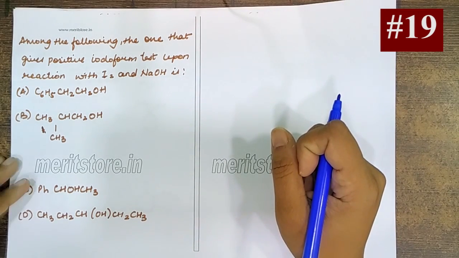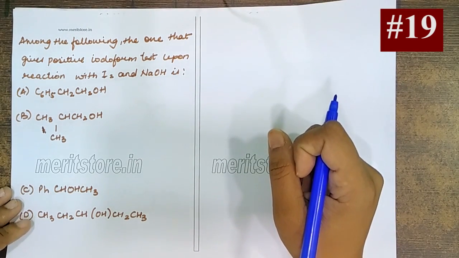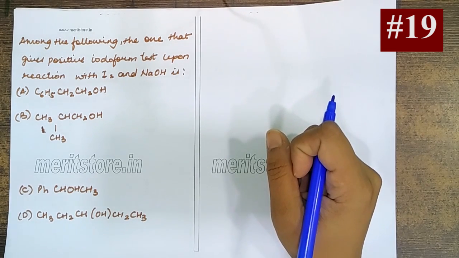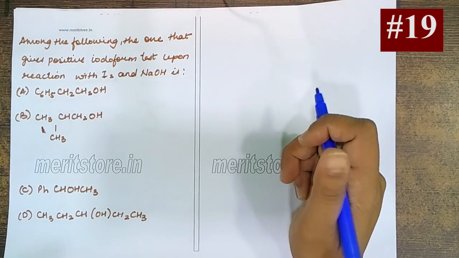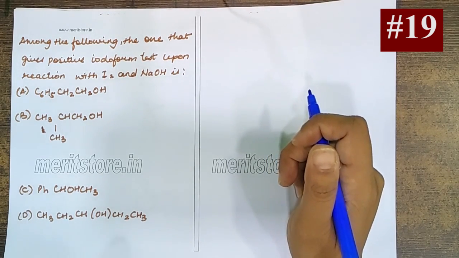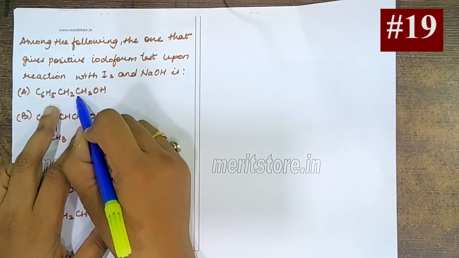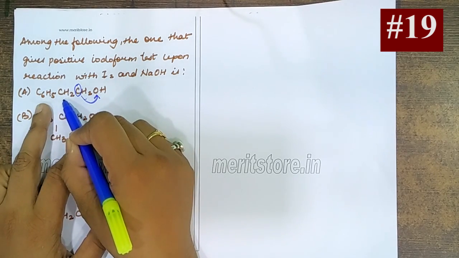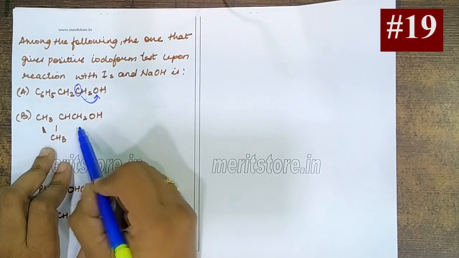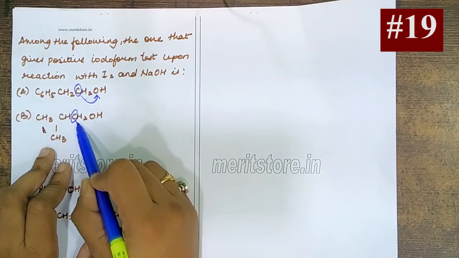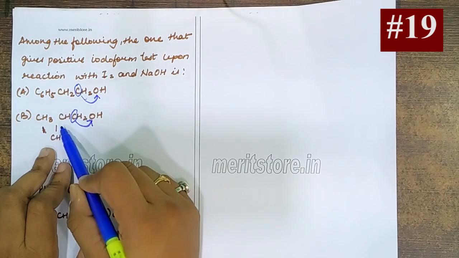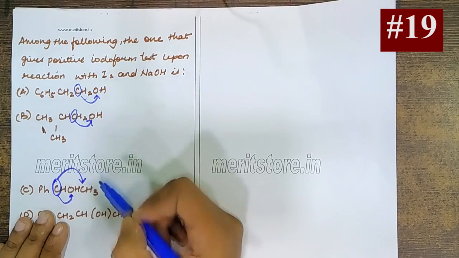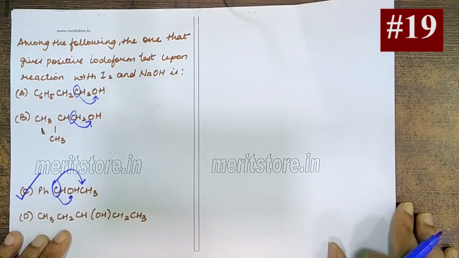Amongst the following, the one that gives the positive iodoform test. A positive iodoform test will be given by those alcohols, aldehydes or ketones having a CH3 group in the immediate vicinity of the functional group. If we talk about this particular carbon bearing the OH, it is not having CH3 in the immediate vicinity, so this won't give the test. Again here, the carbon bearing the functional group is not having CH3 in the close vicinity. This is the carbon having the OH with CH3 in the close vicinity. So option C will give us the iodoform test.